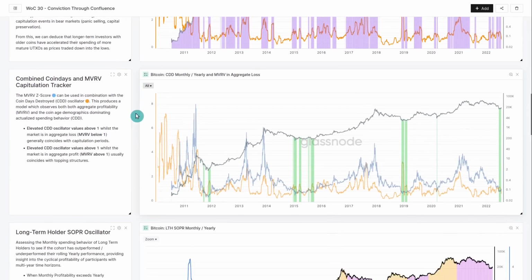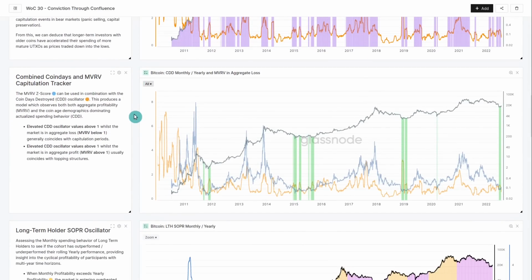So that's where we move down to this combined model. We looked at the MVRV. Remember, when it's below 1, it signals that the market on average is underwater on their position. And we also looked at when that's a large statistical deviation to the downside.